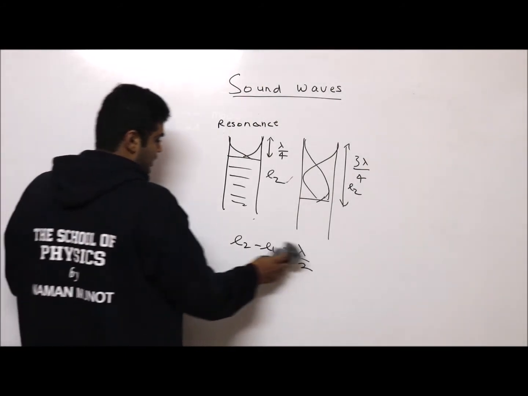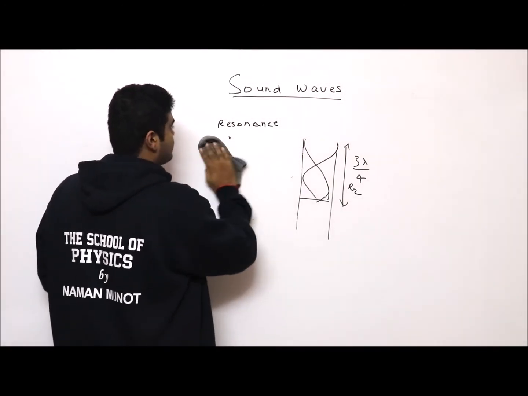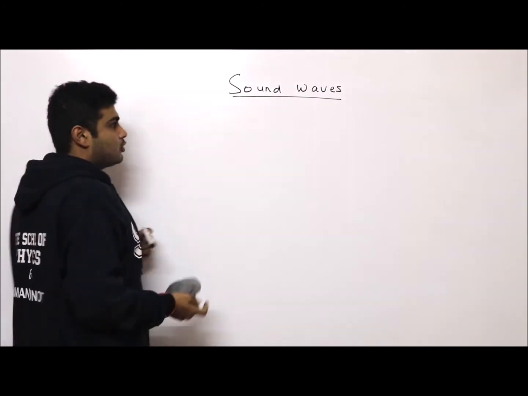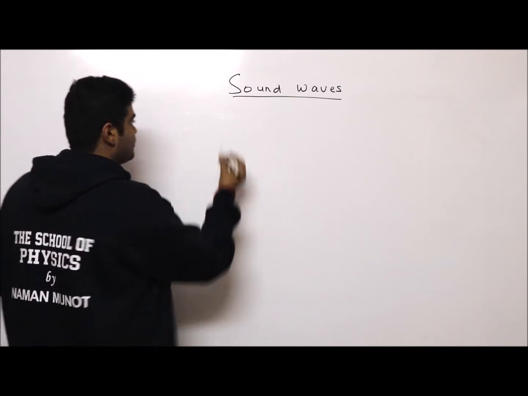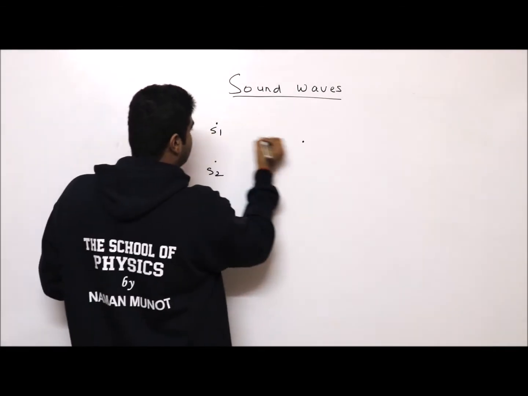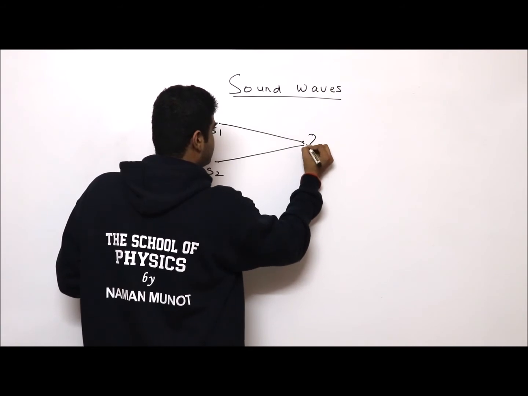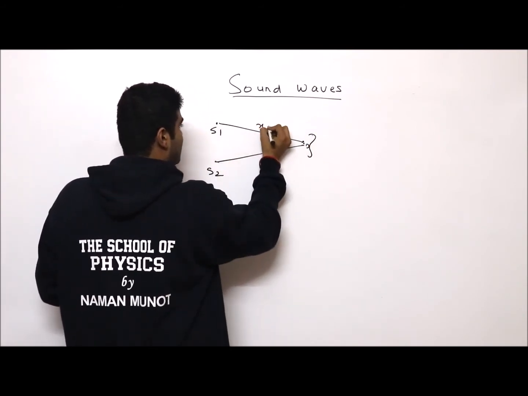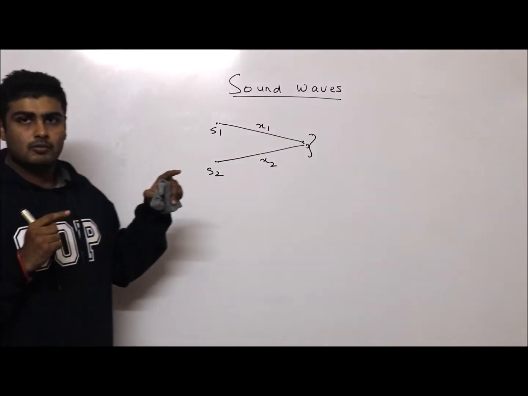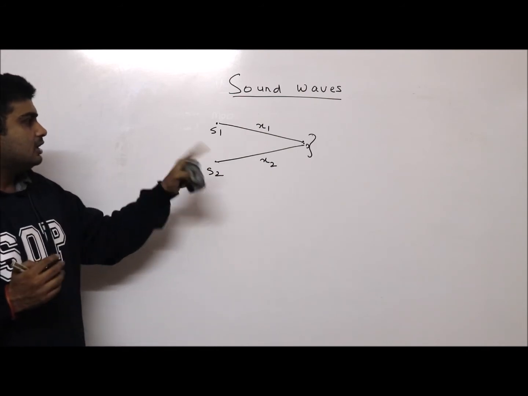The next thing that we are going to see is constructive and destructive interference. Now we are going to talk about multiple sources of sound waves. Suppose we have a source S1 and a source S2, and this is the listener. This path distance is x1 and this path distance is x2. Suppose both of them are at different distances from the listener.